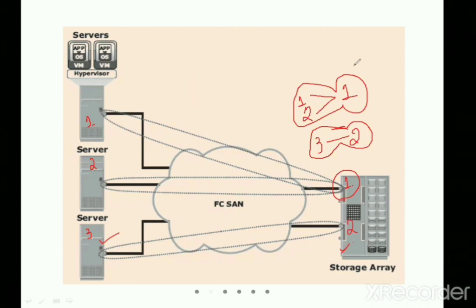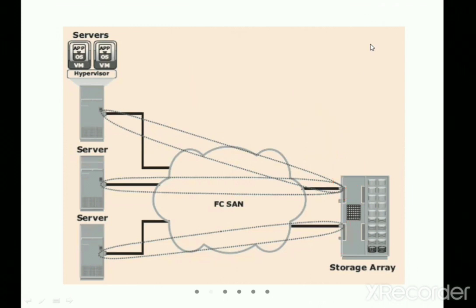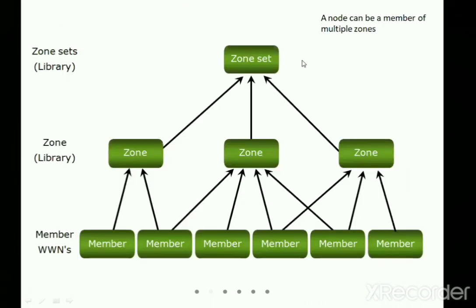Moving on to the next one. Now we can see in this next diagram that we have various members. When I say members, they are the nodes. You can see they are connected to different zones. When I say zone, there can be more arrays or more switches. Please remember, a zone is a particular set of devices connected together. Each member is connected to a particular zone, and all these zones belong to a particular zone set.